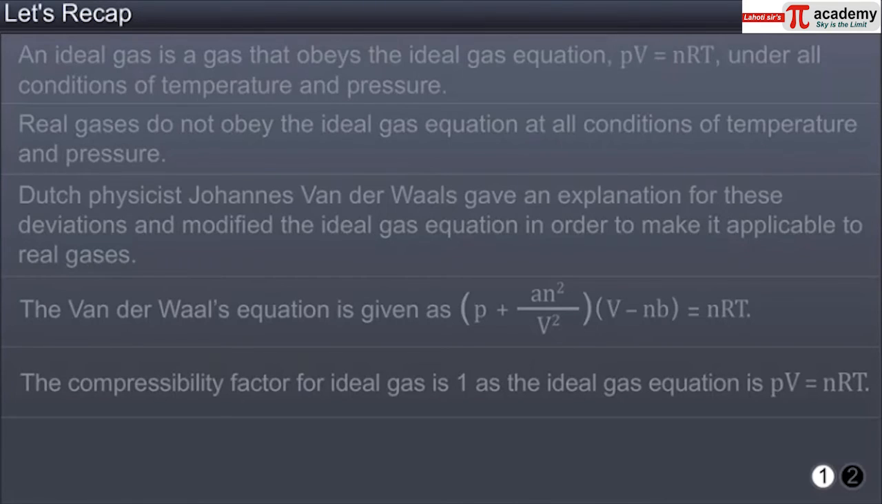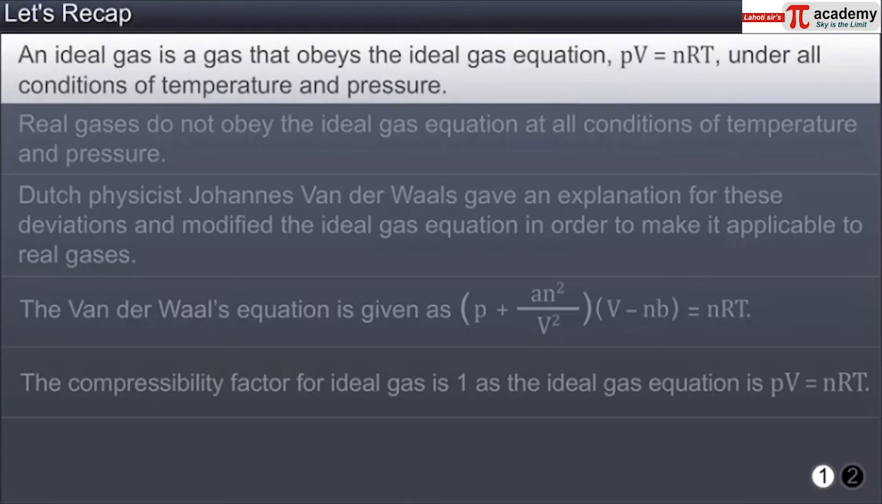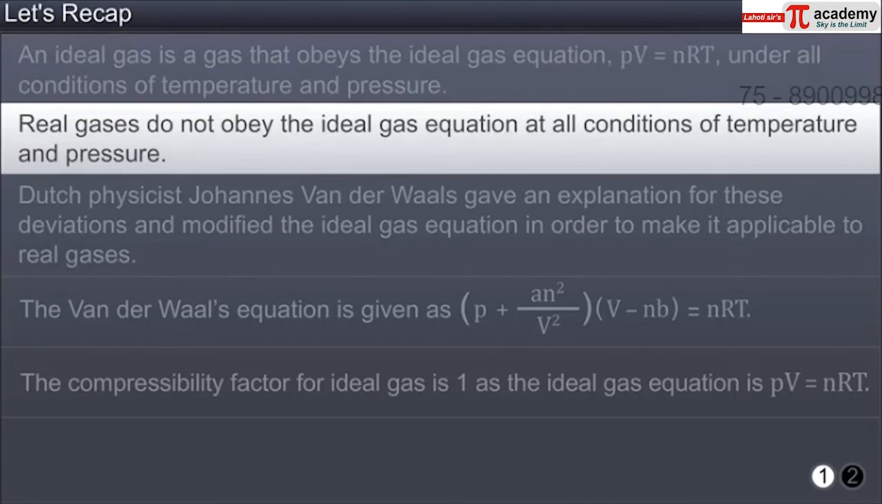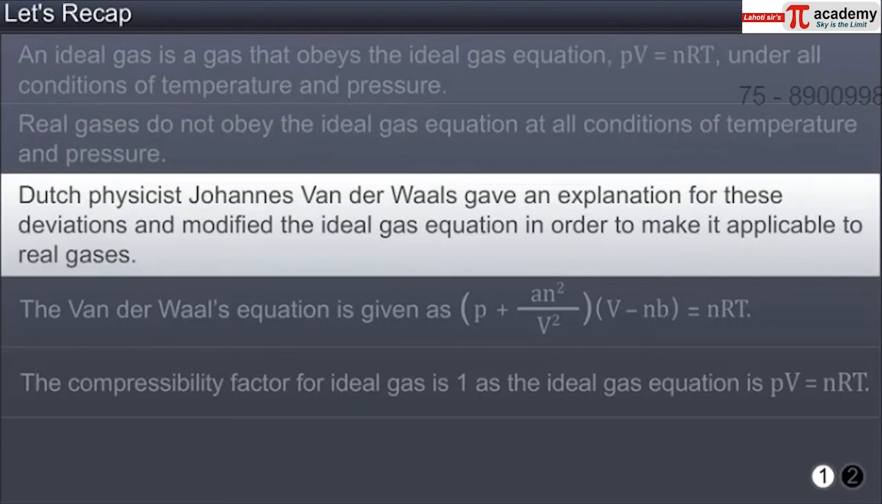You have now reached the end of this module. In this module, you learned that an ideal gas is a gas that obeys the ideal gas equation, PV equal to nRT, under all conditions of temperature and pressure. Real gases do not obey the ideal gas equation at all conditions of temperature and pressure. Dutch physicist Johannes van der Waals gave an explanation for these deviations and modified the ideal gas equation in order to make it applicable to real gases.